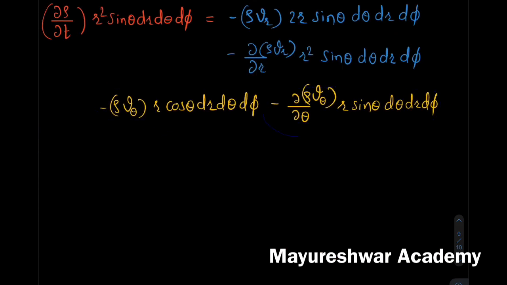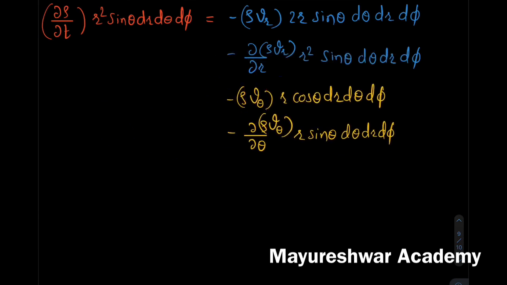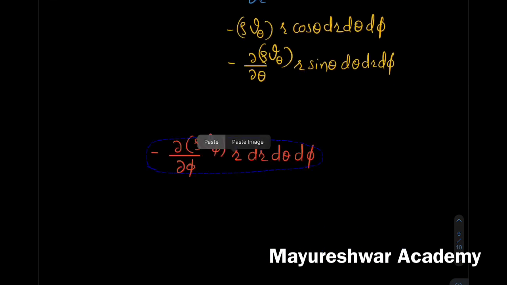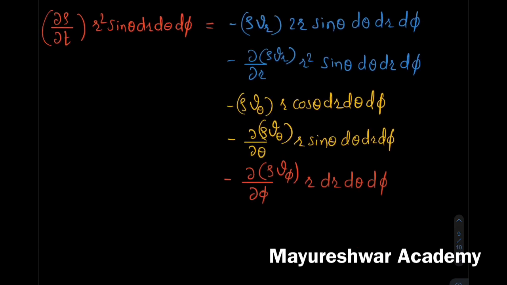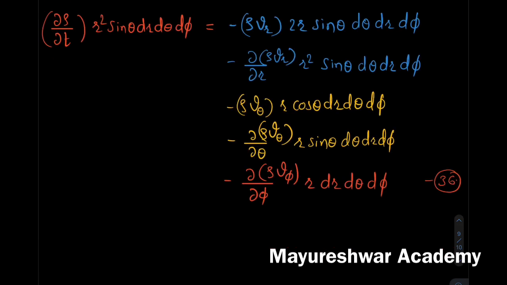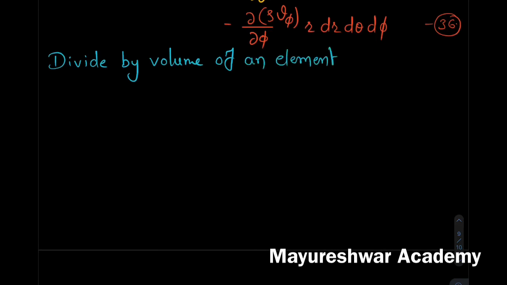Okay, so let us rearrange them first of all. So this is the last term, phi. So these are the terms along the radial, theta and phi directions, so along the zenith and azimuthal angles. So let us divide by the volume of an element on both sides and rearrange it.